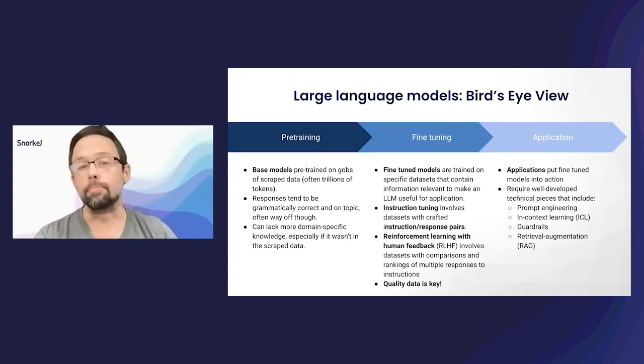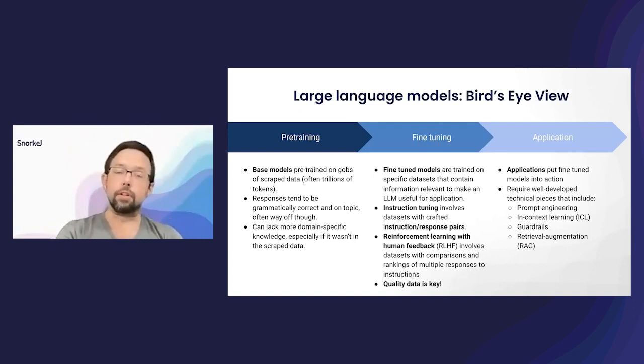So I'm just going to go over some basics. You may have heard some of this already at the summit, but I want to set the stage for what we're going to present. So large language model development involves three basic stages. So there's the pre-training of base models. Base models are pre-trained on tons of scraped data, often trillions of tokens.